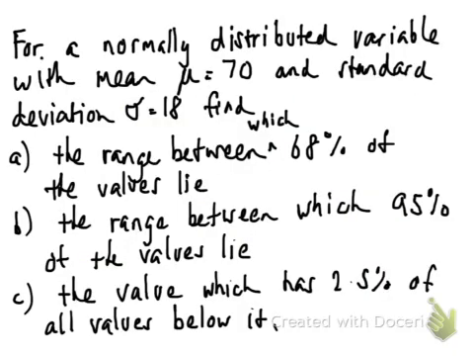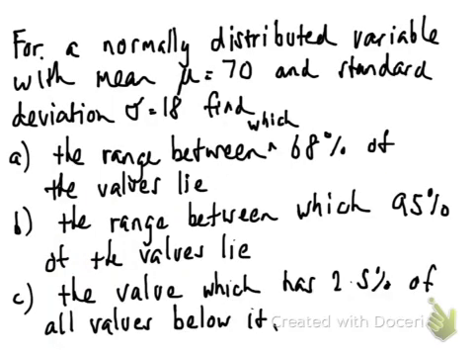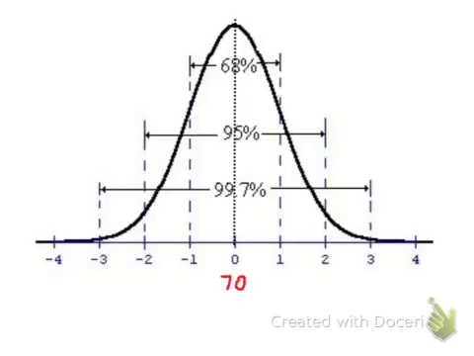For a normally distributed variable with mean equals 70 and standard deviation 18, find the range between which 68% of the values lie. Okay, so let's do a similar thing as last time. We've got a mean of 70 and a standard deviation of 18. So we add 18 to get 88, another 18 is 106, another 18 is 124, another 18 is 142.